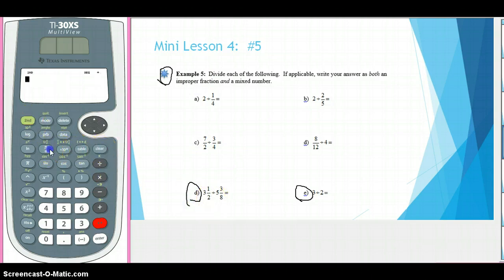So we're going to start with a mixed number. We have 3 1/2. I'm going to move over. Now we have a division symbol, and then we will divide by another mixed number. So 5 3/8. Hit enter, and this is a simplified fraction. Notice the numerator is less than the denominator, so it's a proper fraction, and I don't need to rewrite it as a mixed number.